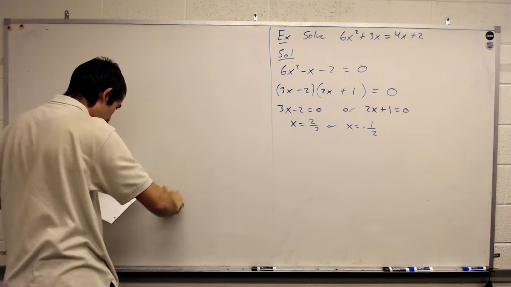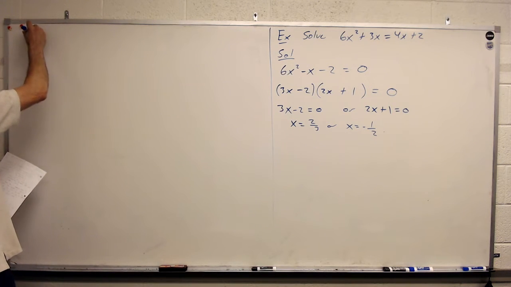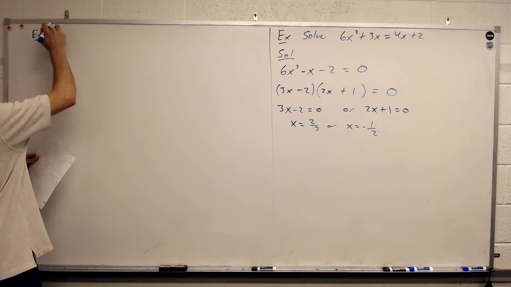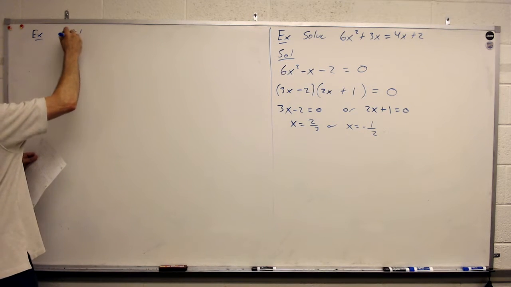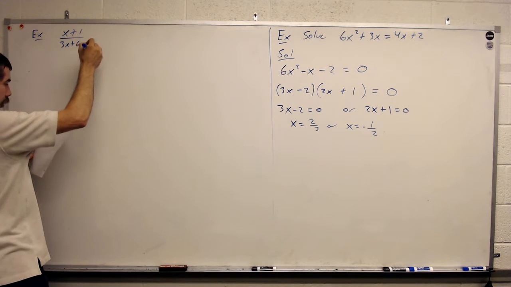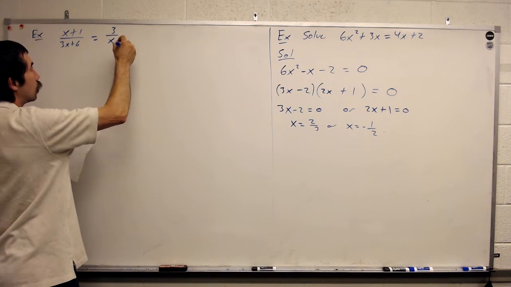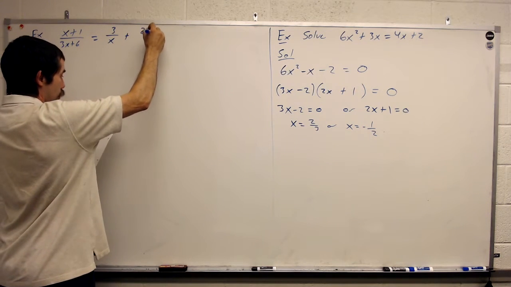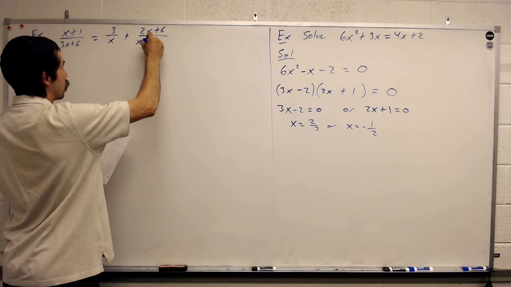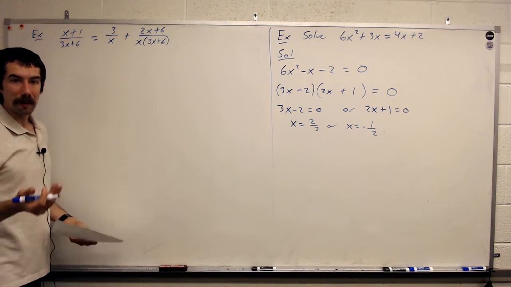All right, let's look at one more that's not immediately obvious that it's a quadratic formula. So here we have our quadratic equation. Let's say we have (x + 1)/(3x + 6) = 3/x + (2x + 6)/(x(3x + 6)), and we want to solve for x.